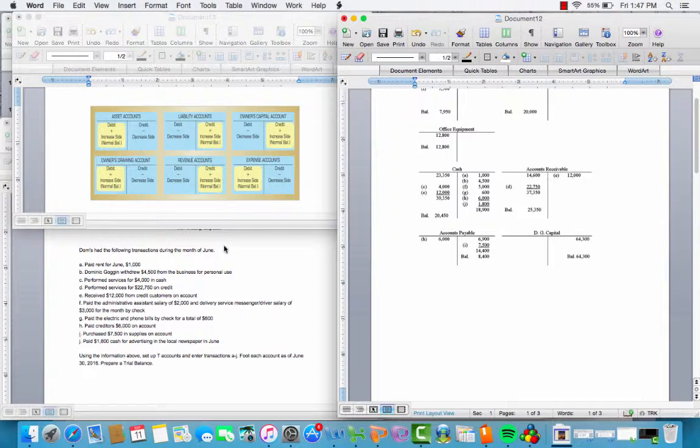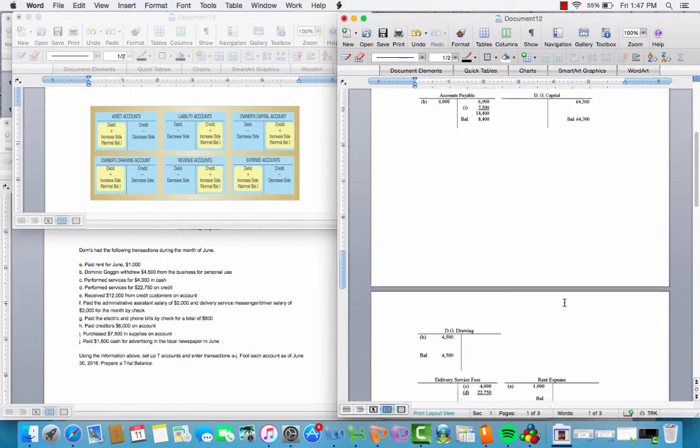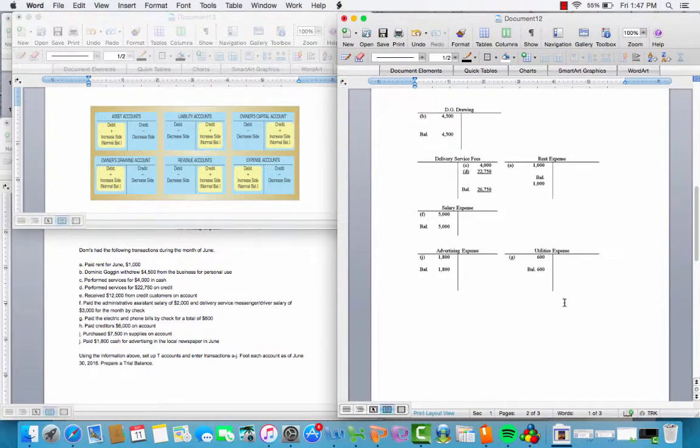Notice now there's another side of this transaction. We performed a service. That's us earning revenue. So this is going to be the first time we actually hit a revenue account. And notice our revenue is called delivery service fees in the case of Dom. Different companies will distinguish their revenue accounts with different names. Dom delivers goods, so he calls this a delivery service fee. It's a fee being paid to him.